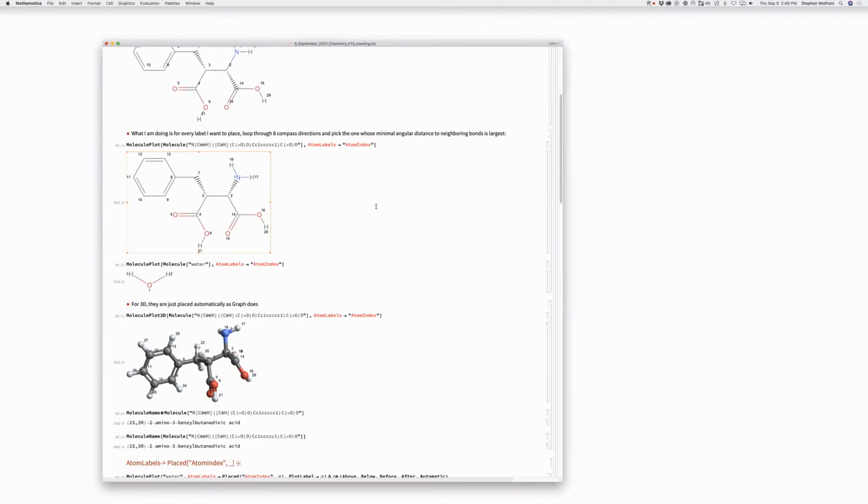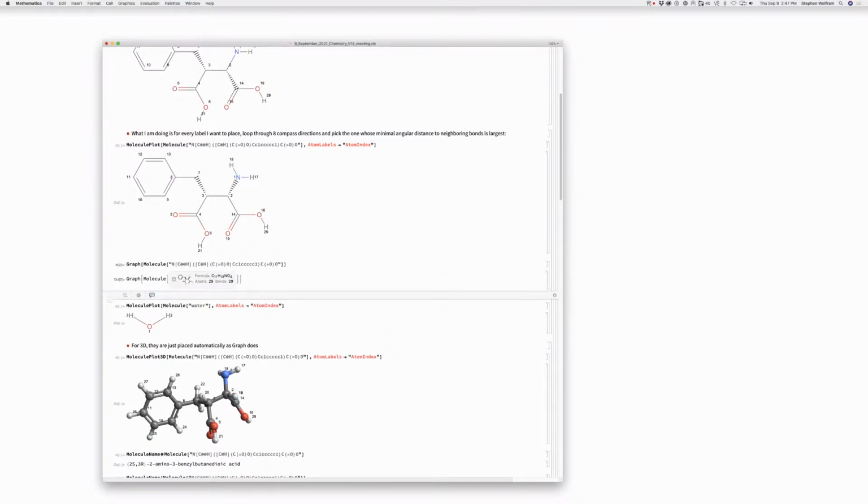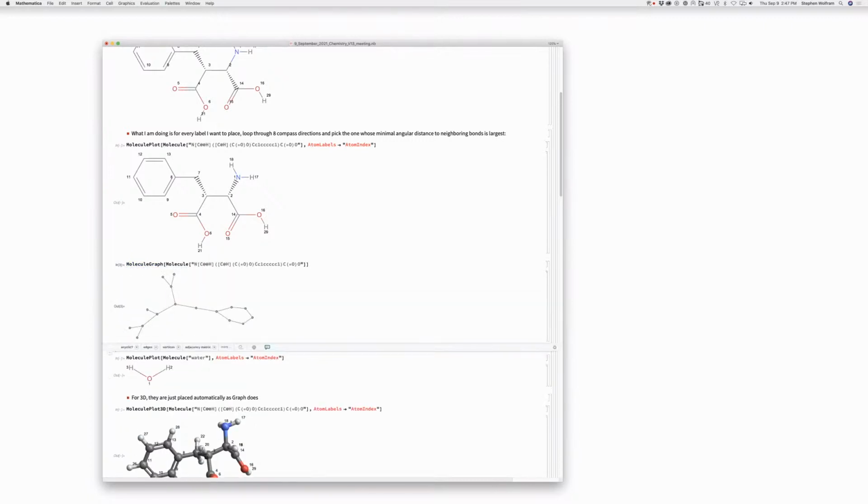Correct. So I have a question. If I take that molecule and I say graph of that molecule, do I get a graph right now? Because it'd be really nice if I did. No, I believe you have to call molecule graph. What do you mean molecule graph? Here? Right. I didn't even know there was a molecule graph, but okay. Why isn't it just graph of that molecule? Why doesn't that just work?